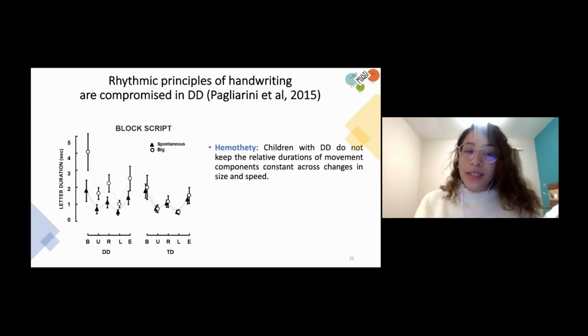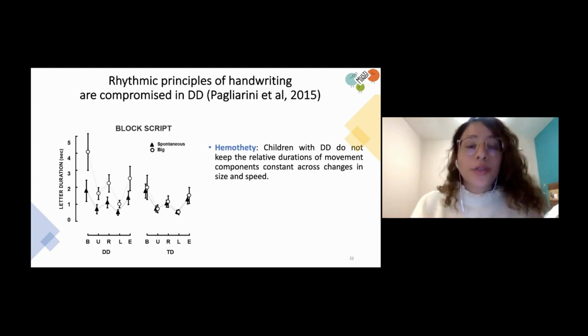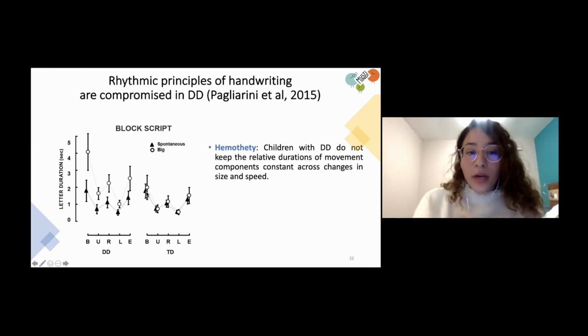If we look at homothety, which is the relative duration that we spend writing the individual letters, as I said earlier, the duration of writing a particular letter should remain more or less the same across different speeds and different sizes. So here, if we look at the typical children, for example the B in the beginning, they spend more or less the same time on writing B across the spontaneous and big conditions. But if we look at individuals with dyslexia, we can see that it actually took them much longer to write the B compared to the typical children. So there was a change in the relative duration. They were not able to maintain it, which means that individuals with dyslexia were not able to comply with the homothety principle.